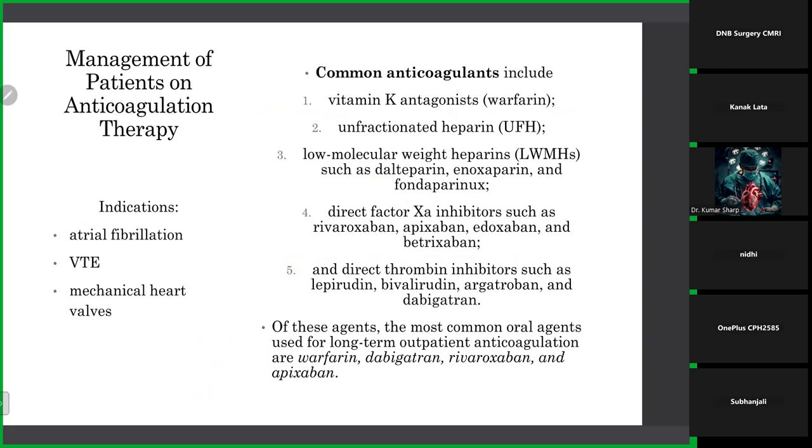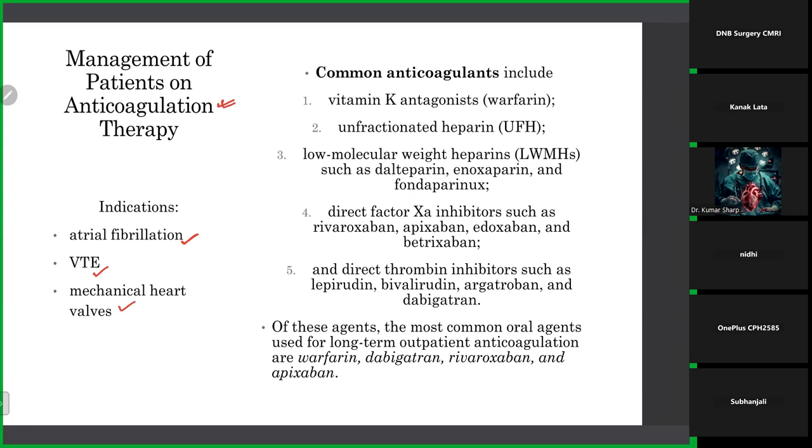Now we are going to proceed to the next section, which is management of a patient on anticoagulation therapy. What will be the category of patients who are going to present to you on some anticoagulant therapy? Indications for anticoagulation therapy are atrial fibrillation, venous thromboembolism, and patients who had a mechanical heart valve implantation.